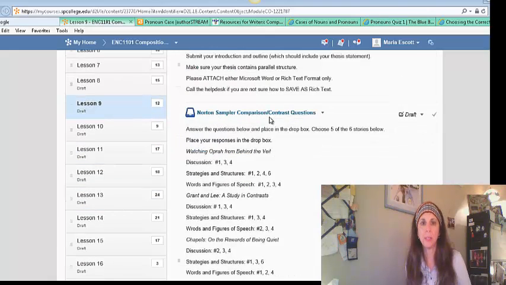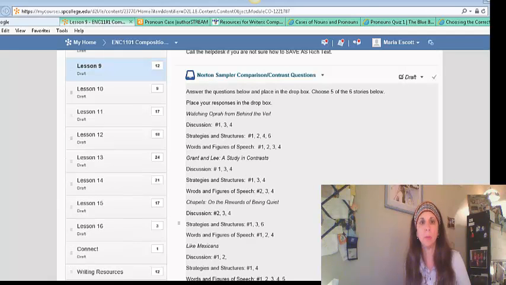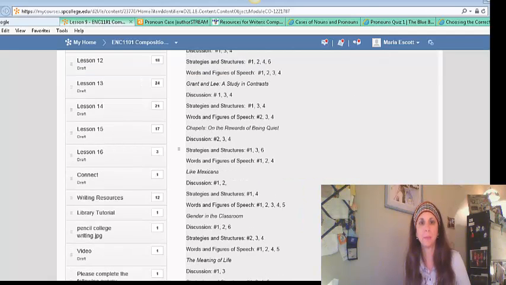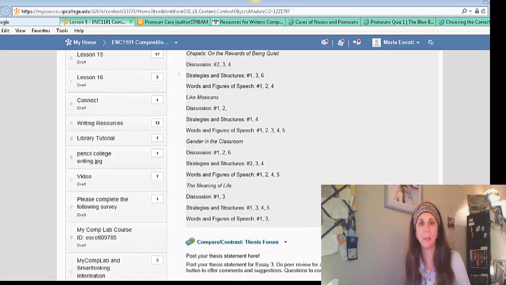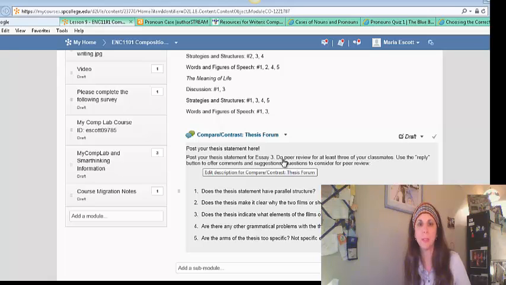The other thing, here's some Norton Sampler information that you need to do. You're going to pick 5 of the 6 stories, and you're going to answer those questions fully. Really want you to look through this information. Make sure you're understanding it. Okay. And then you have the comparison contrast thesis forum. This is a discussion post, and you're going to put your thesis here, and then you're going to answer these questions for 3 of your classmates. Okay? And just go ahead and write right in the box there, okay? Because it's a discussion board. It'd be easier for everyone to read.